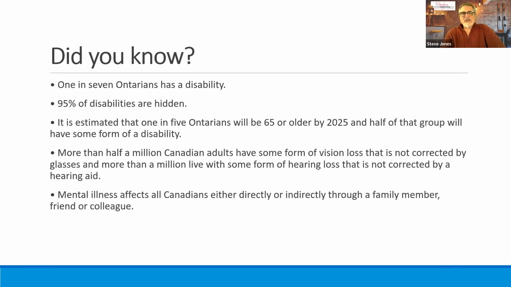So 1 in 7 Ontarians has a disability. 95% of disabilities are considered to be hidden, so we wouldn't immediately identify them in an interview or on the spot. It's estimated that 1 in 5 Ontarians will be 65 or older, so 20% of our population is going to be 65 or older by 2025. So that issue I talked about earlier, half of that group will have some form of disability.